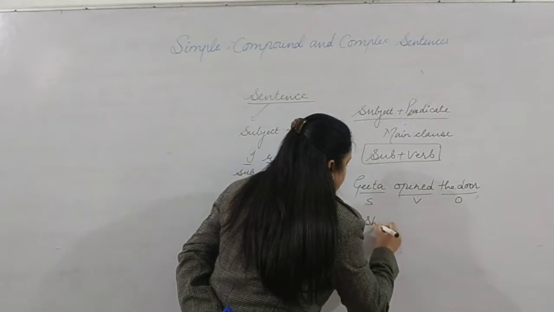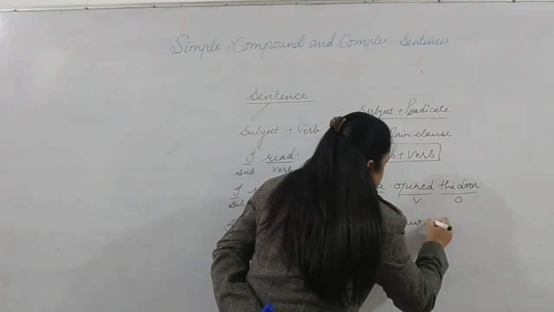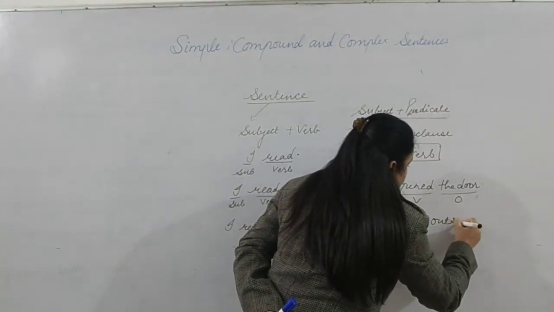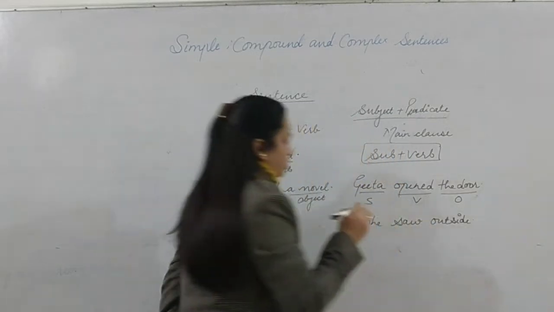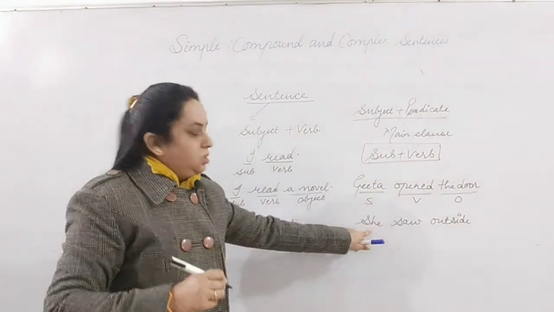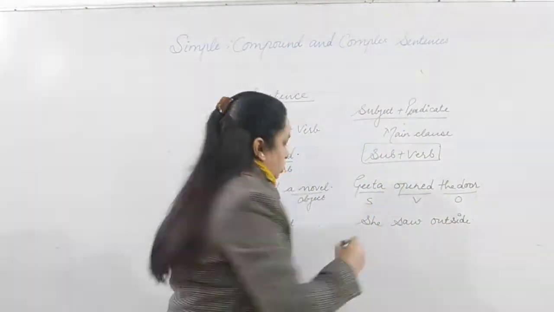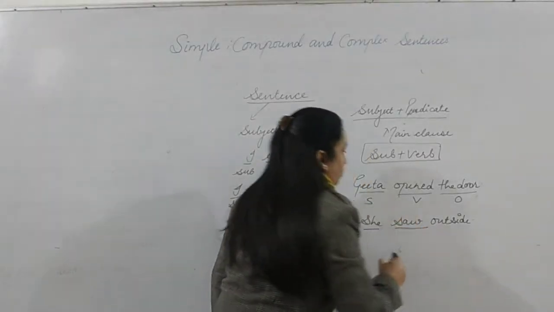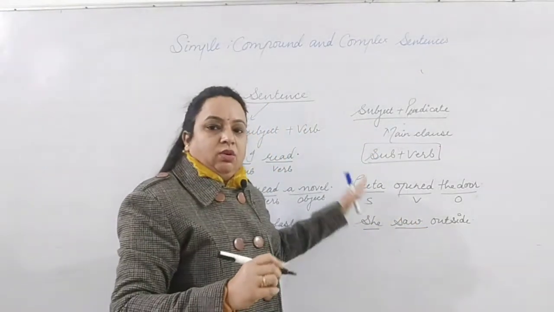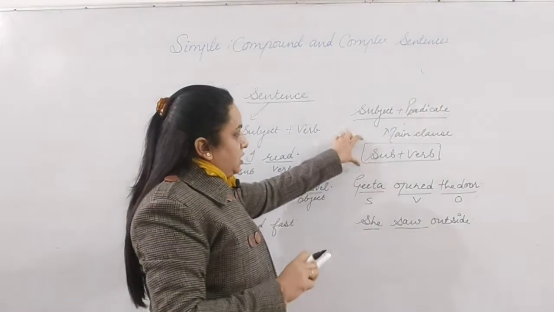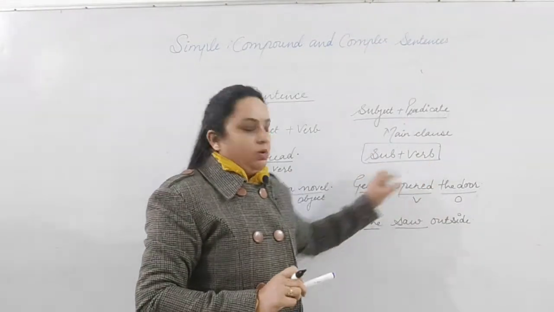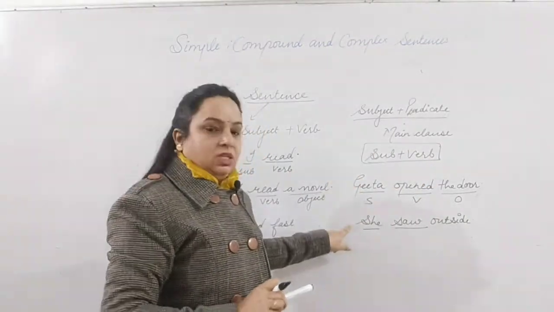Now she saw outside. This second sentence also has "she" as a subject and "saw" as a verb, right? So this also works as one main clause, because it has the necessary things, subject and verb. So both of these sentences are what?